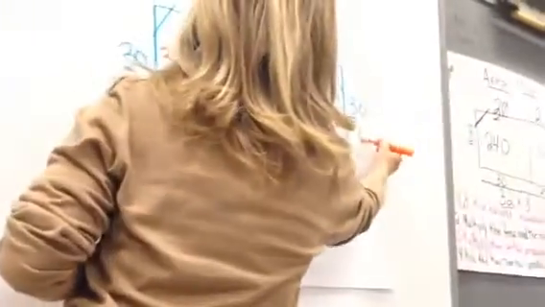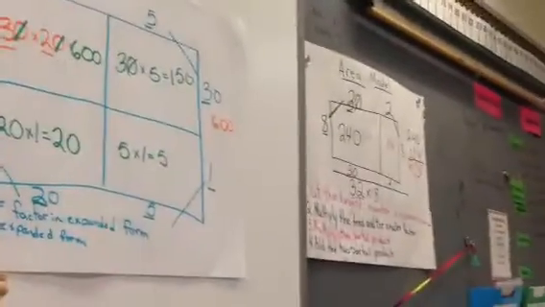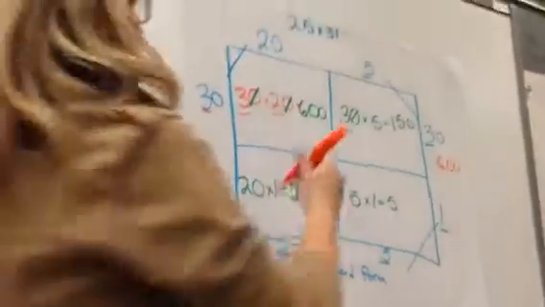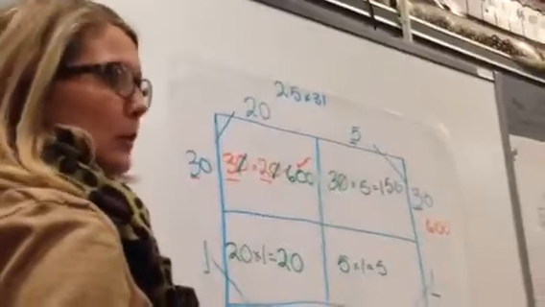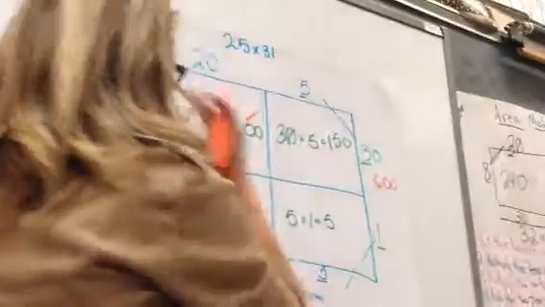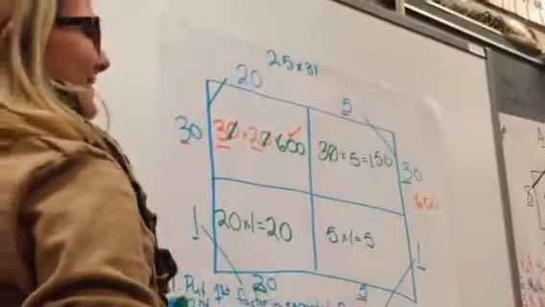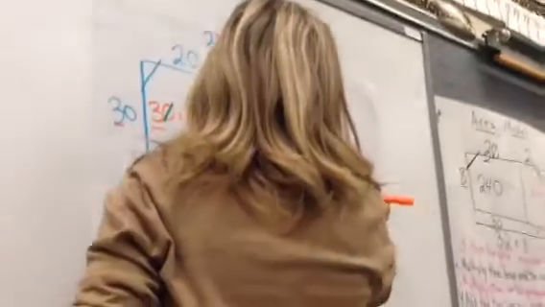So 600, and this is so important. My students last year got a little lazy. They're like, oh, I know how to do this. I'm not wasting my time. So I'm going to give myself a check each time I add a partial product. What are you going to do? Okay, so 600 plus 150, let's solve that.